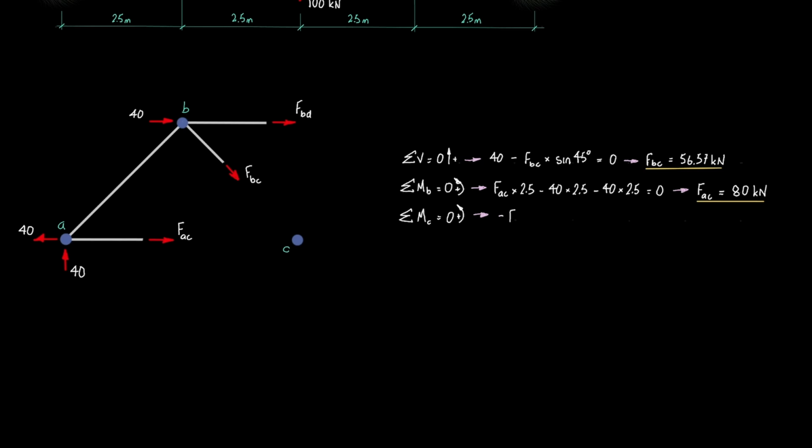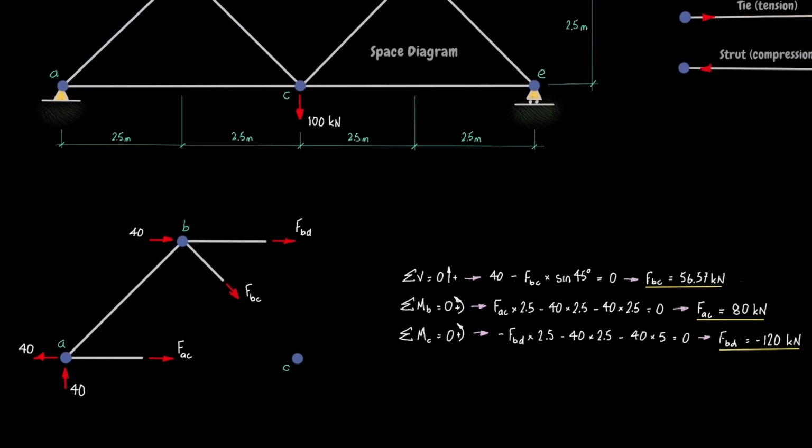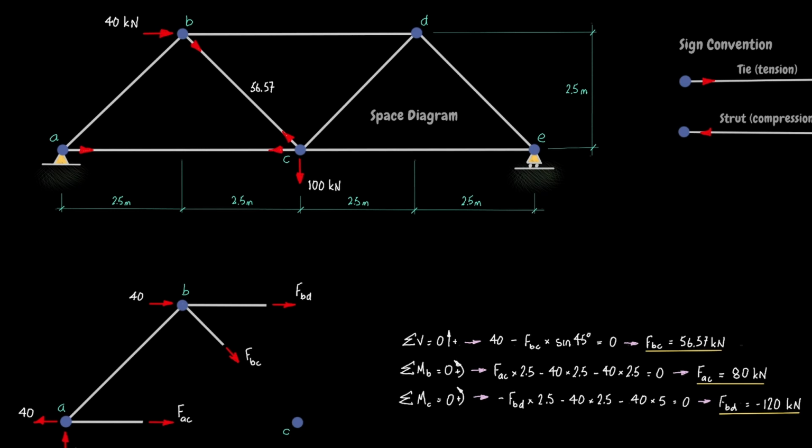Doing the arithmetic shows that FBD is minus 120 kilonewtons. It's negative, so the force is compressive. Record the results on the space diagram, noting that all force values are positive, because the nature of the forces is indicated by the arrows on the members.